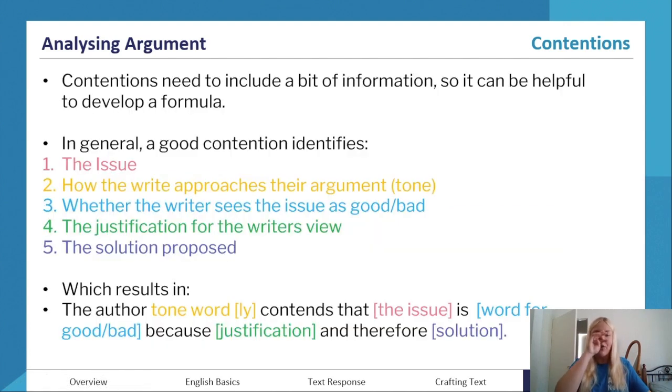Okay, so I've also written it out, but this is basically the same information written out in a more neat way. These are the things that need to go in a good contention. Additionally, you need to mention the tone, okay? And here is a template. The author, in what kind of tone, let's say critically, contends that the issue is adjective because what are its implications, and therefore this is what they want to do instead.